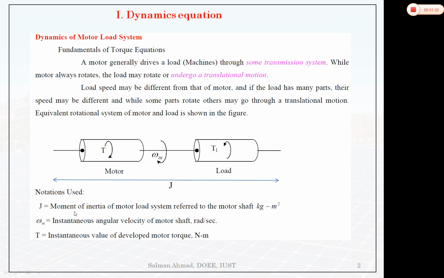Here J is the moment of inertia of the load system referred to the motor shaft. Normally if there are several types of loads connected to one motor, then we have to create one equivalent motor load system and one equivalent J, that is one equivalent moment of inertia that is referred to the motor shaft, and the unit of moment of inertia will be kilogram meter square. Omega m is the instantaneous angular velocity of the motor shaft, in radian per second, and T is the instantaneous value of developed motor torque in Newton meter. In some books you will find that this T is referred to as TE.